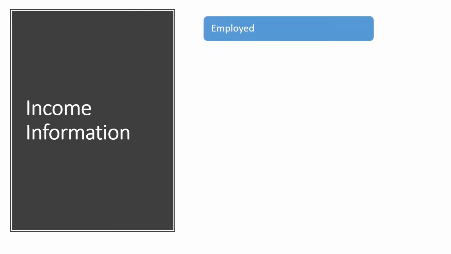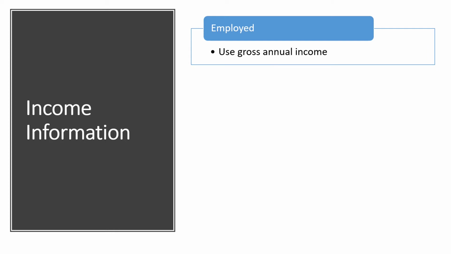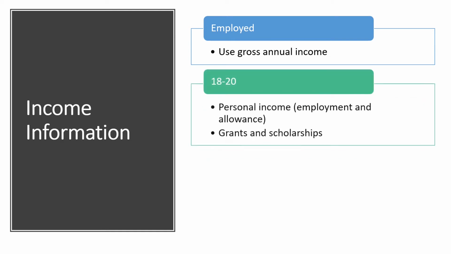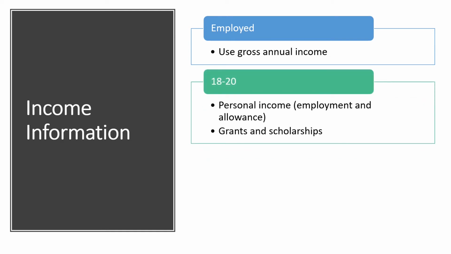Okay, let's take a moment to talk about income information. If you are employed, this step is fairly straightforward. You just enter your gross annual income. However, if you are a student or have non-standard forms of income, this step can be a little bit less clear. To help you out, here is what you can consider income based on your age group. If you're 18 to 20, personal income, such as from employment or allowance, grants, and scholarships are the only thing that can be considered.